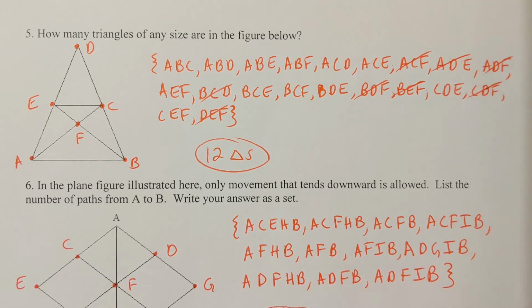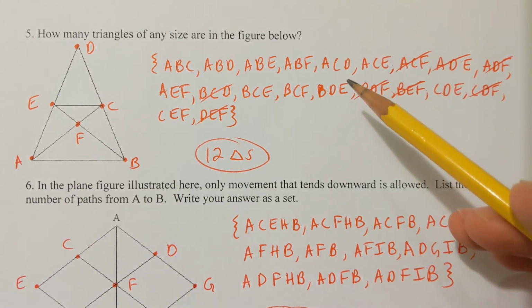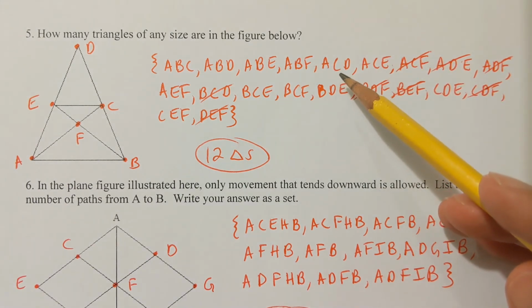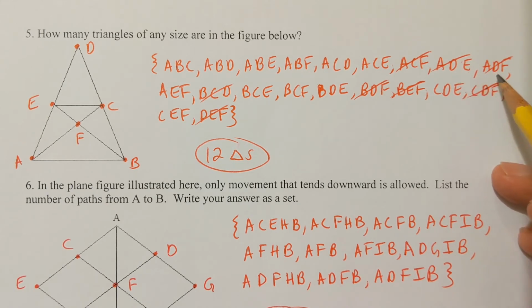Okay, what if I have D in the second spot? A, D, B, I don't want that because I've already got that group of three. I don't want A, C, D because I've already got that group of three. A, D, E, okay, and A, D, F.